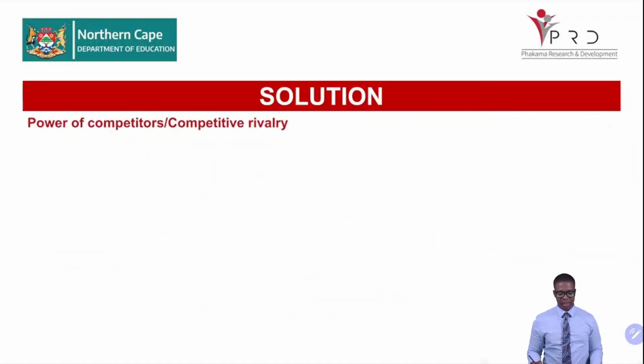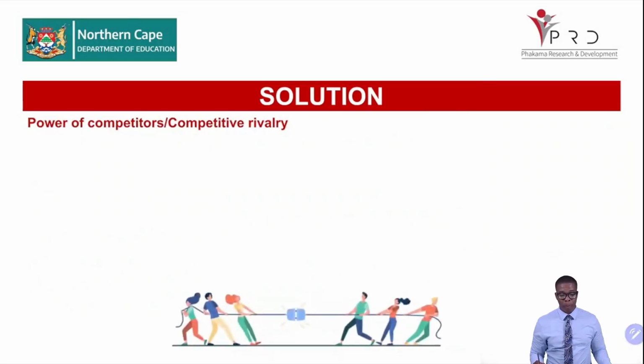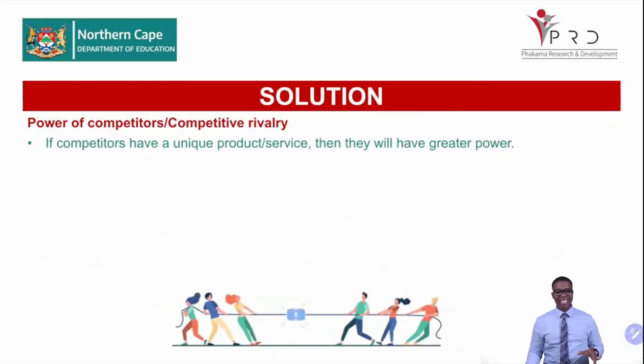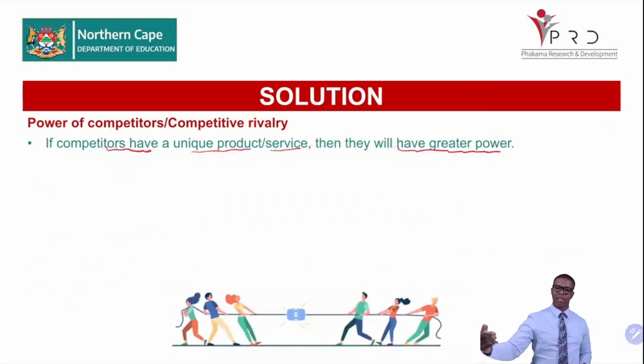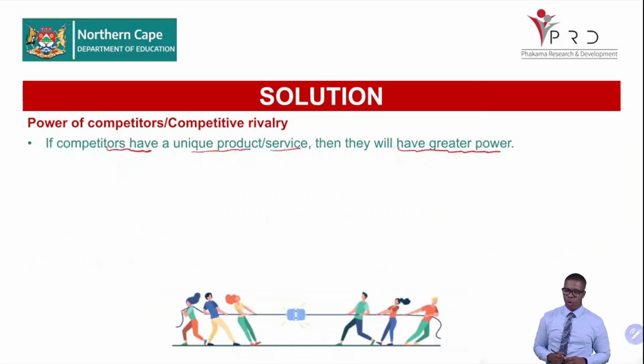Then another aspect is power of competitor or competitive rivalry. So in this regard, I am selling this product which is sold by another business who is competing with me because we are competing for the same customer. So you are checking as a business to say, if the competitor has a unique product or service, then they will have greater power because they are having a unique product. You say, okay, I will not be able to attract new customers because my product might not be as unique as that one of the competitor.